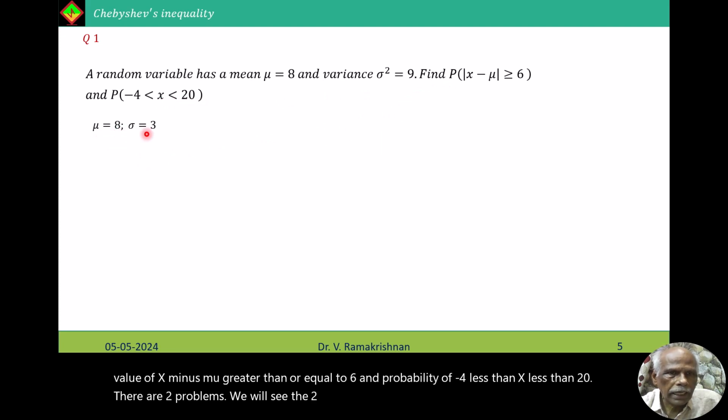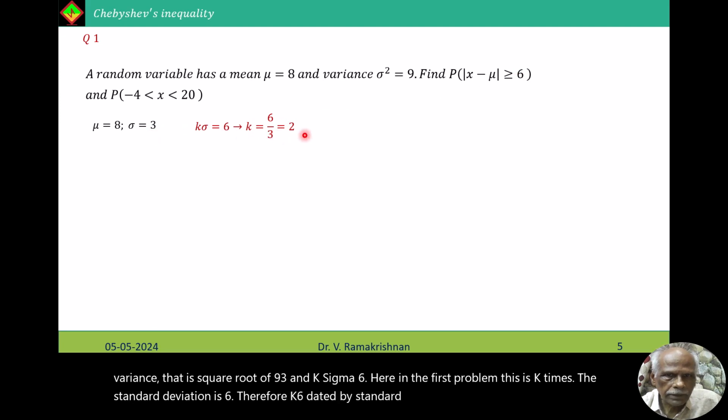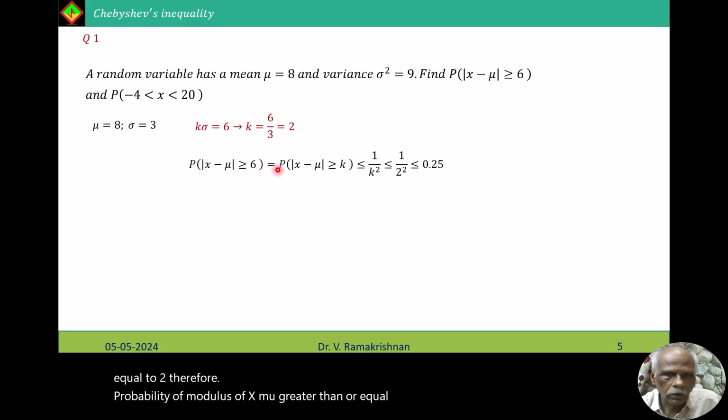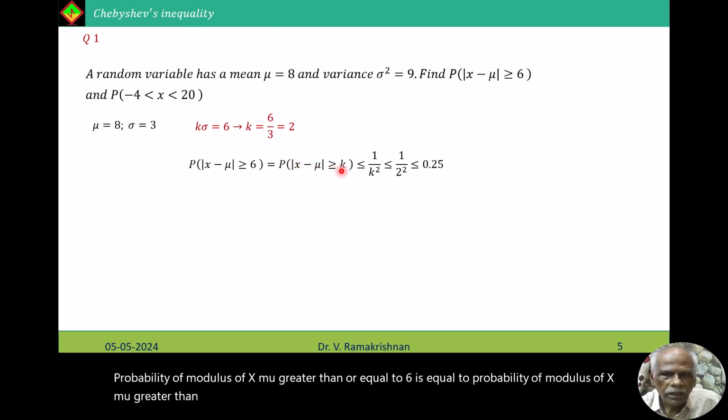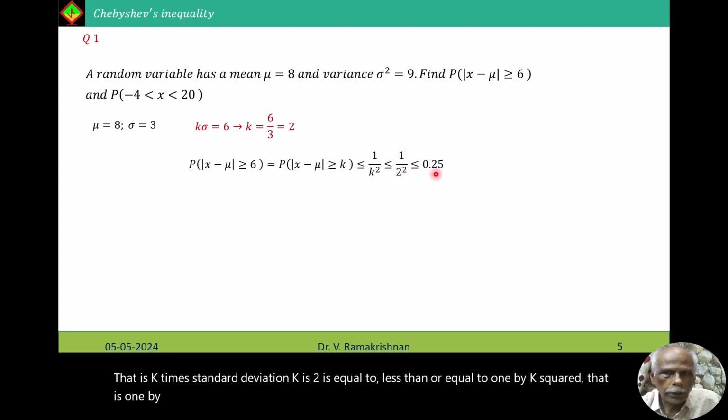Mu is equal to 8 and sigma is equal to square root of variance, that is square root of 9, 3. And k sigma is equal to 6 here in the first problem. This is k times the standard deviation is 6. Therefore k is equal to 6 divided by standard deviation, which is 3. So 6 by 3 is 2. So k is equal to 2. Therefore probability of modulus of x minus mu greater than or equal to 6 is equal to probability of modulus of x minus mu greater than or equal to k times standard deviation, k is 2, is less than or equal to 1 by k squared, that is 1 by 4, that is 0.25.